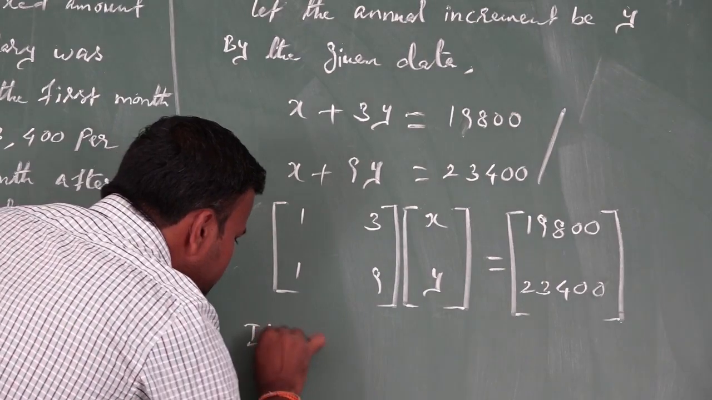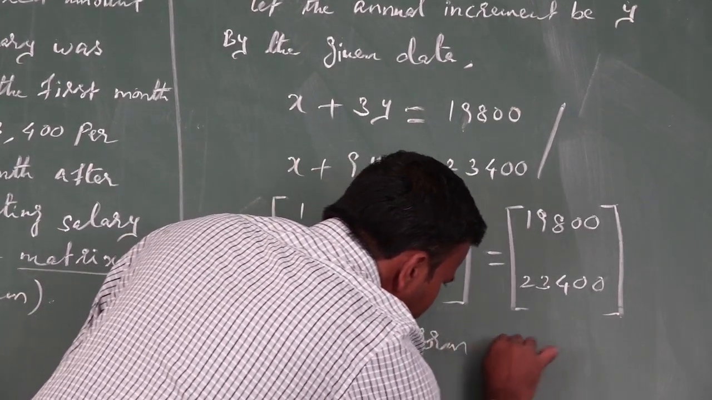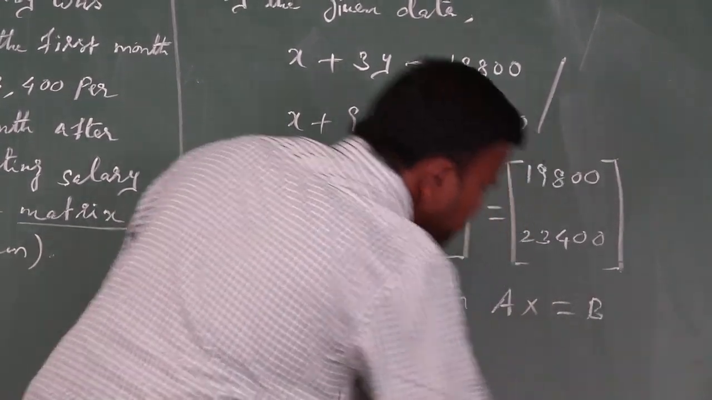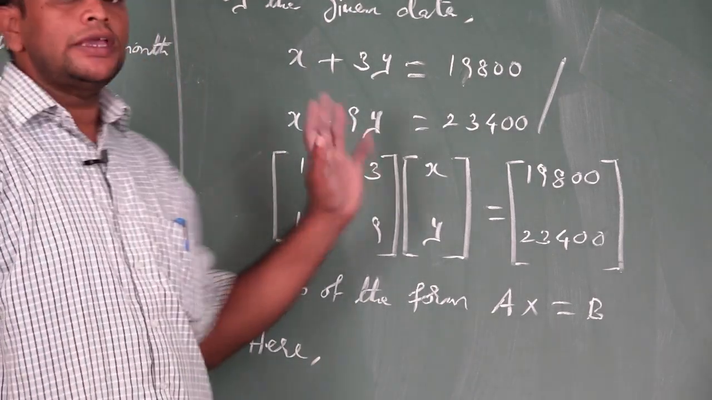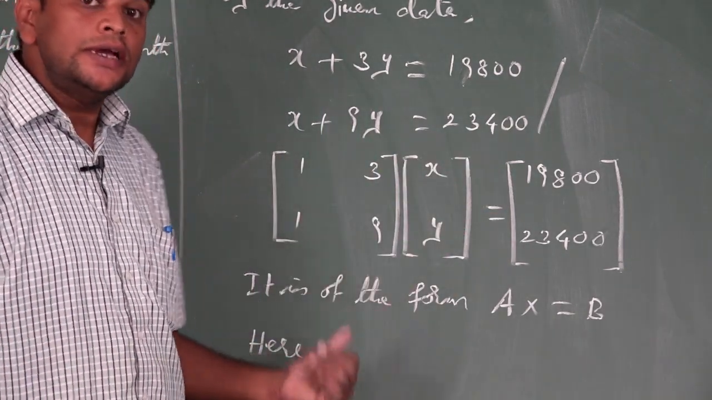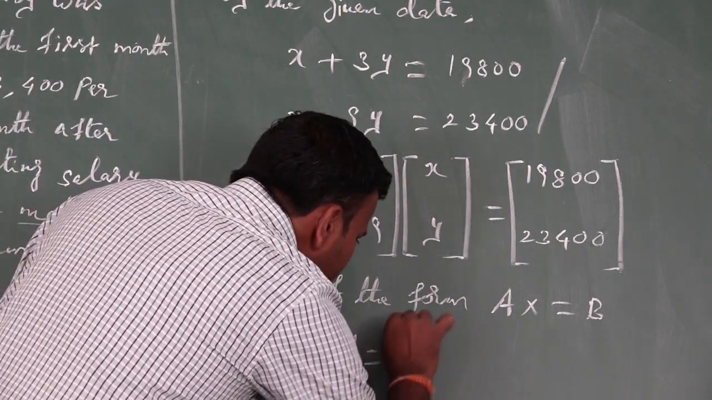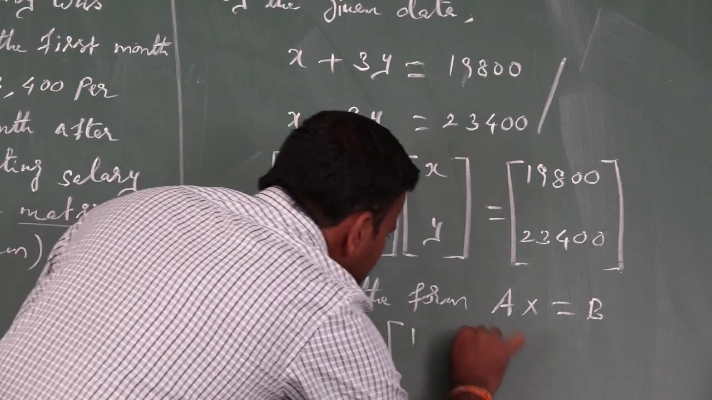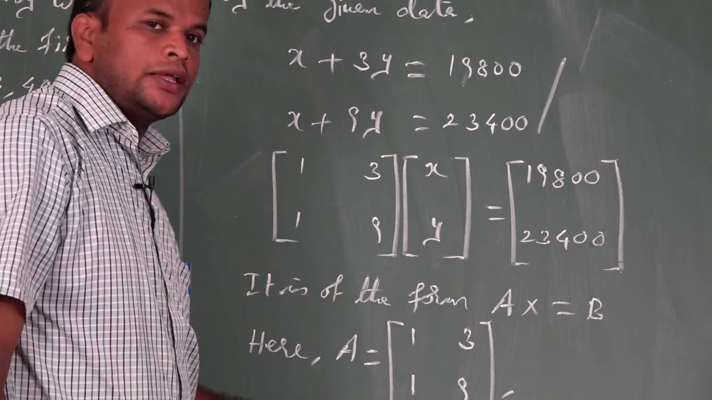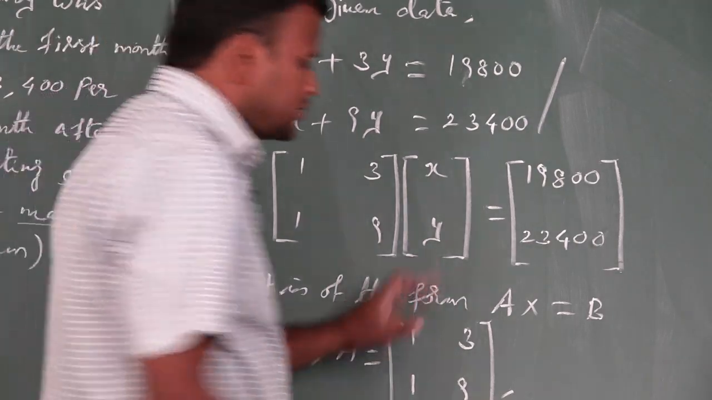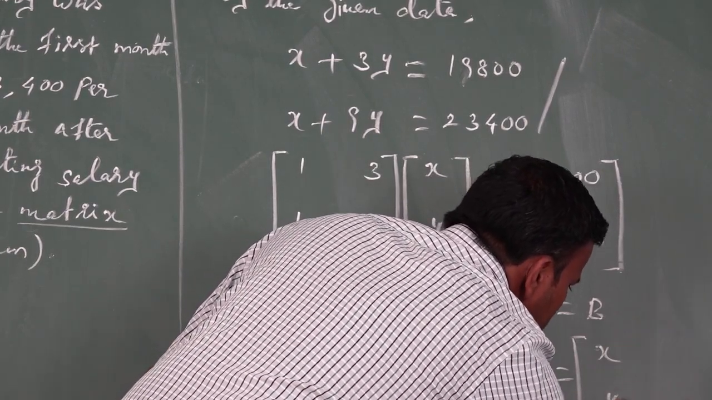Now it is of the form AX is equal to B. Here the value of A is the first matrix, 1, 3, 1, 9. This is matrix A. And this matrix is called X, which is equal to the unknown values x, y.